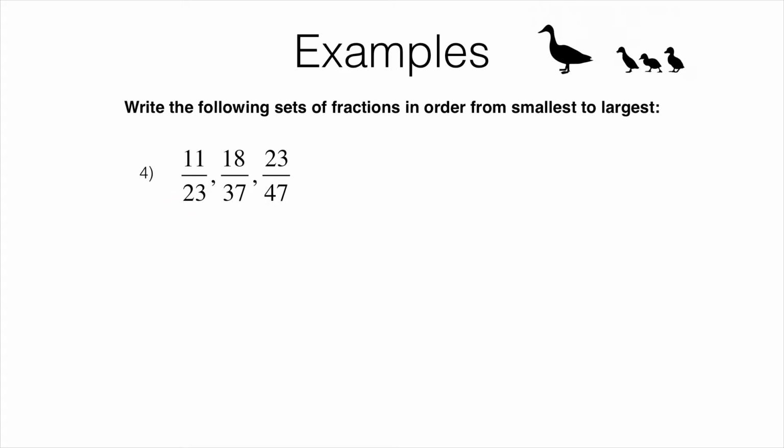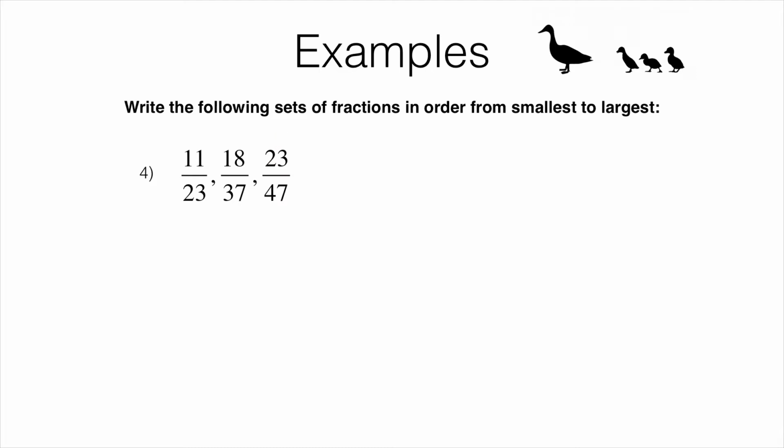The first thing to spot in this question is that all of these fractions are pretty close to a half. Imagine a cake that's been cut into 23 slices. If you take 11 out of 23, you've got just under half of the cake there. It's the same situation here. If there are 37 slices but you take 18 of them, you've got just under a half. 18 would be half of 36, so you've got just less than a half. And similarly, 23 is just under a half of 47 as well.